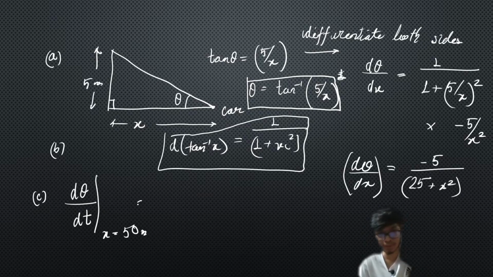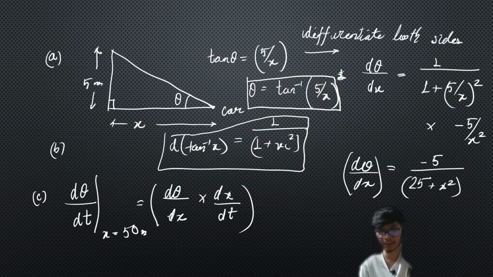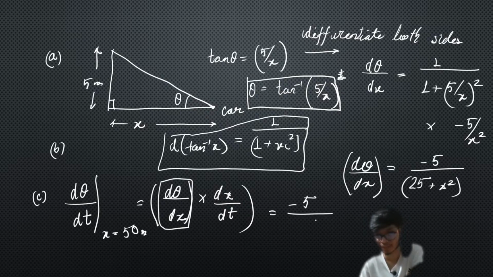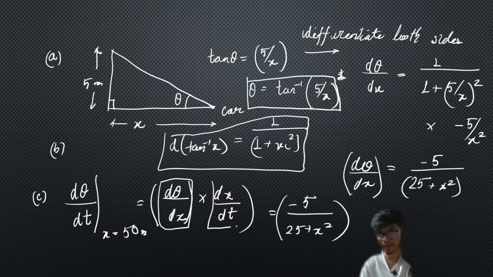Now from the basics of derivatives, we can write d theta upon dt as d theta upon dx multiplied with dx upon dt, just by using the simple chain rule. Now we know the value of d theta upon dx, so we can write it as minus 5 upon 25 plus x square. And dx upon dt is nothing but the speed of the vehicle.